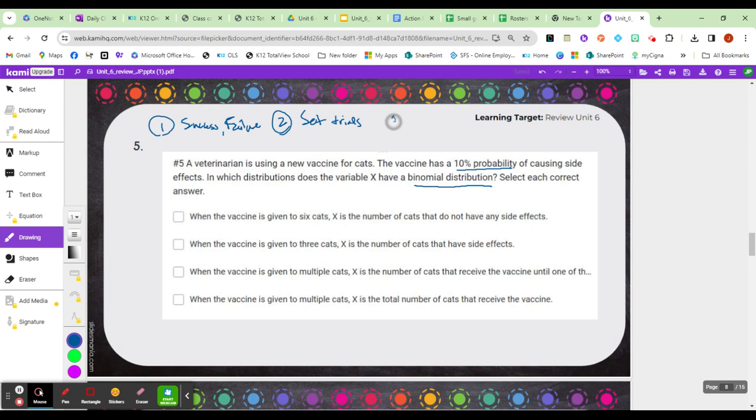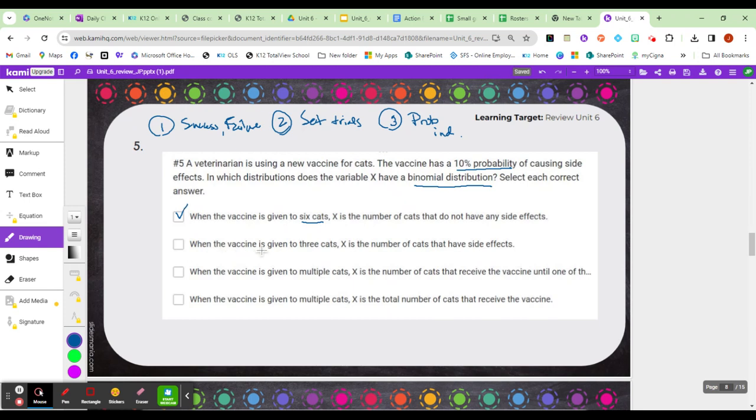And then the third one, each time they test, the probability has to be consistent. So if the success is 2 nights, then every single time you test, the success has to be 2 nights, and the failure has to be 7 nights. So the probability has to be independent. It's got to be consistent. It says when the vaccine is given to 6 cats, that means 6 trials, that's set. X is the number of cats that do not have the side effects. So that means some do not, some do. That would be binomial distribution.